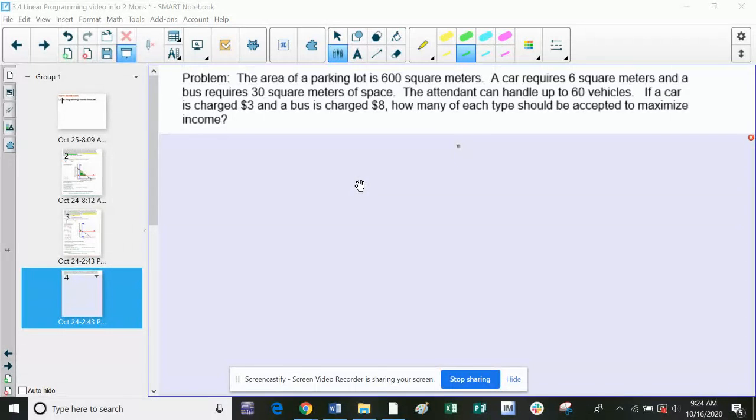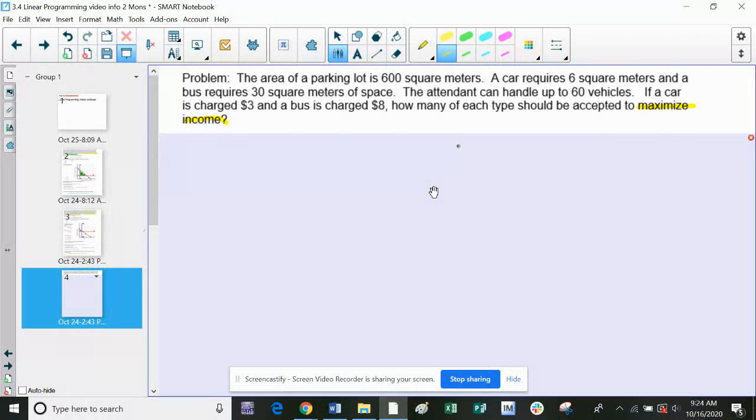If a car is charged $3 and a bus is charged $8, how much of each type of vehicle should be accepted to maximize income? What does the problem want to do? What's our objective here? If you said maximize income, you are 100% correct. That's what we're trying to do by the time we're done with this thing.